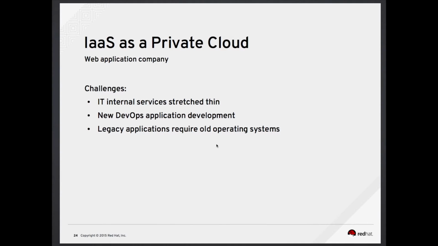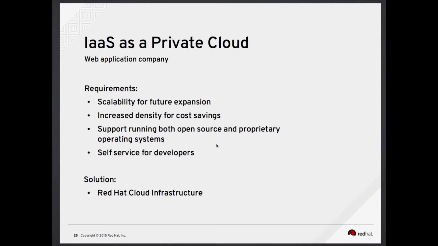The company also has some legacy applications that run on older operating systems that are no longer supported on modern hardware. I'm sure none of you have ever faced that. The Red Hat Enterprise Linux OpenStack platform is looking to deliver everything needed by this company for their private cloud infrastructure. So what sort of requirements were put into place here?